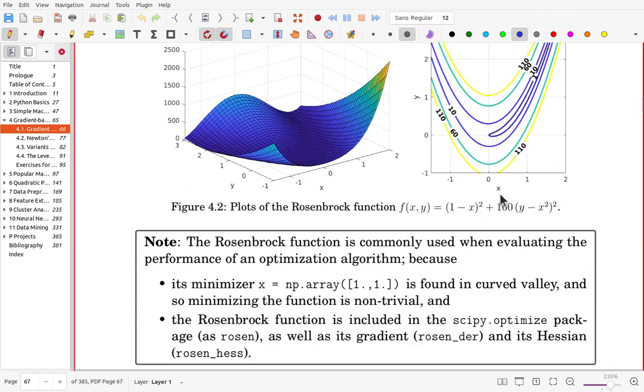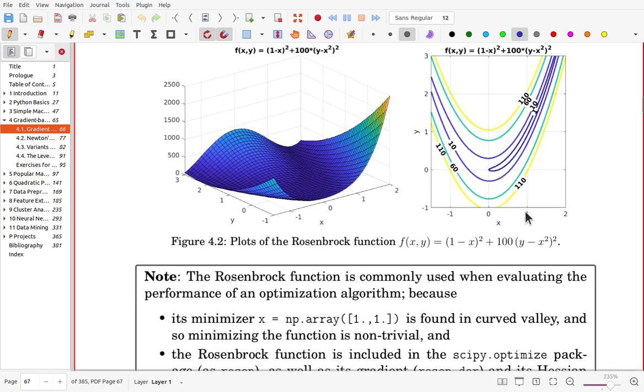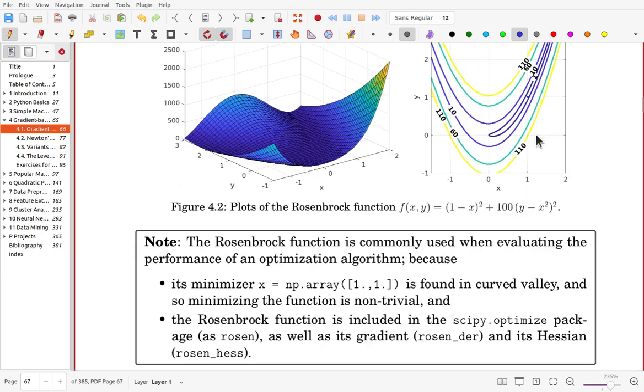The reason this one is popular is that the minimizer is (1, 1), so that is here. Around the minimizer, in one direction the change of the function is rapid. However, along the other direction, the function is not changing much. It makes a curved valley. So optimizing this function is not trivial. It is quite a challenging function.